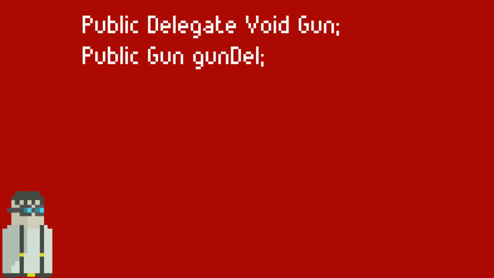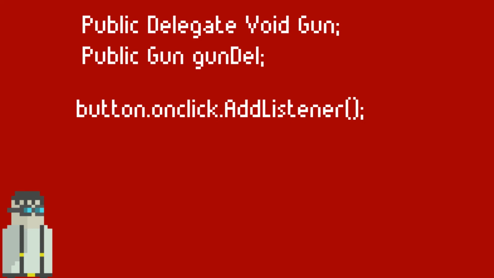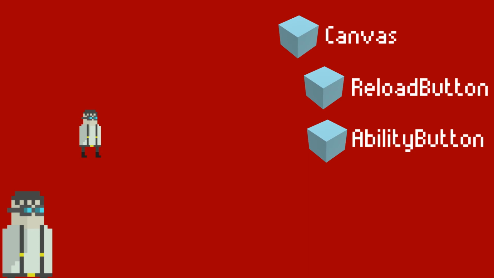Well, with this simple variable and this simple line, which are delegate void and add listener. So how does it work? Once the player spawns into the scene, the player is going to get the canvas first, to be able to get access to the children of the canvas, which contain all the buttons that we need.